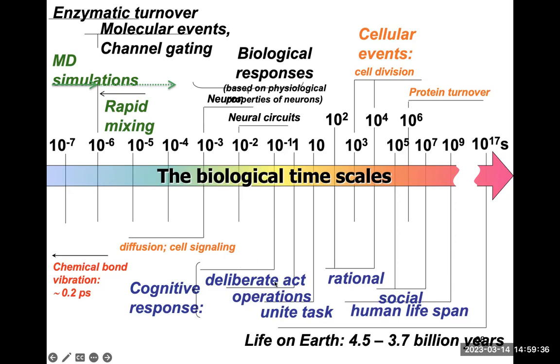And then you have deliberate acts, operations of hundreds of milliseconds. That's human response time, less than a second. And then, of course, you have the human lifespan. That's about 1 billion seconds, 3 billion, if I remember correctly, if you count the number of years and seconds. And then, of course, you have the time span of life on Earth, which is about 4 billion years.